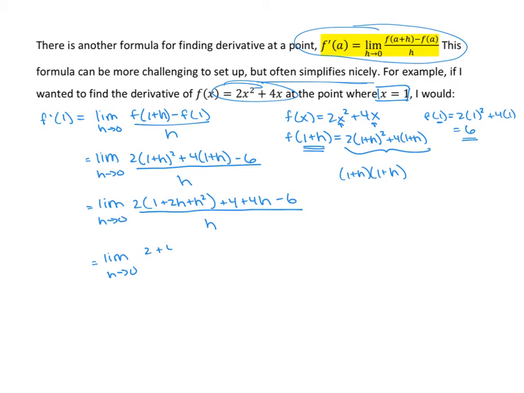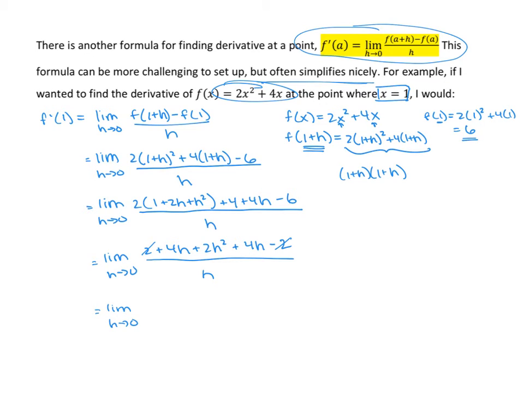So 2 plus 4h plus 2h squared, plus, I could combine the 4 and the minus 6, so I'll do that. I'm going to have a minus 2 on the end instead, all over h. This plus 2 and this minus 2 are going to cancel out, and we're going to find that on every single one of these problems. No matter what, the constant term should disappear.